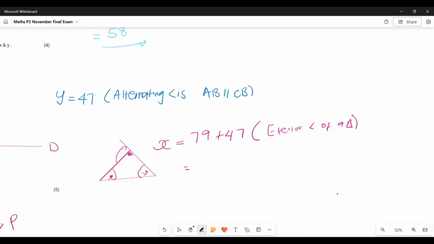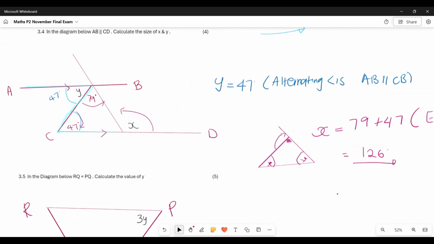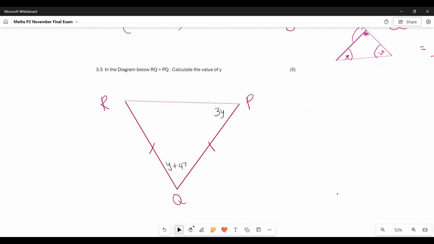Now, as a result, my value of X is going to be equal to 126. All right, and that'll be all for this question. Now, moving on to the next question, we are still on triangles.